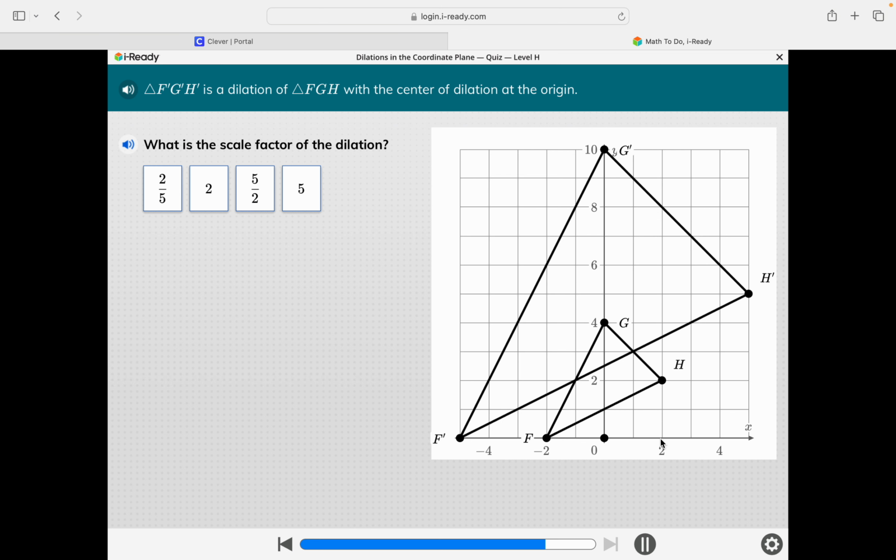So I walked up to 2, Swani, right on 2, and I go 2 up. That is the H. Now make H prime. H prime, I walked up to 5 and went up to 5. Up to 5. Okay.